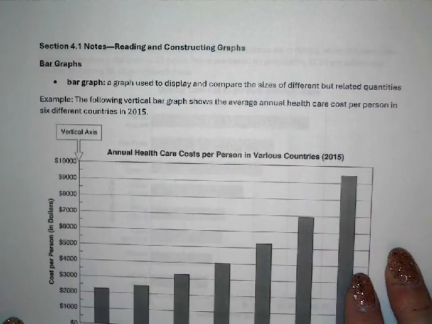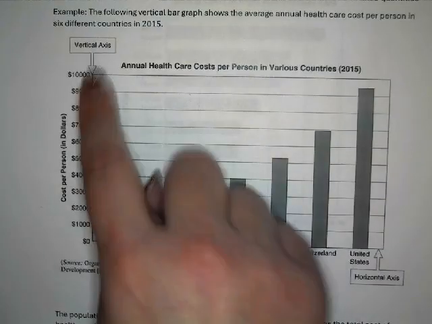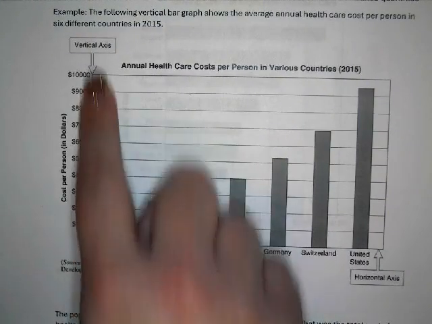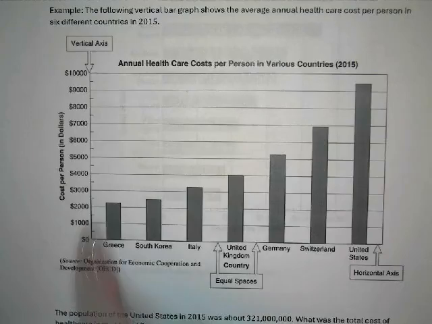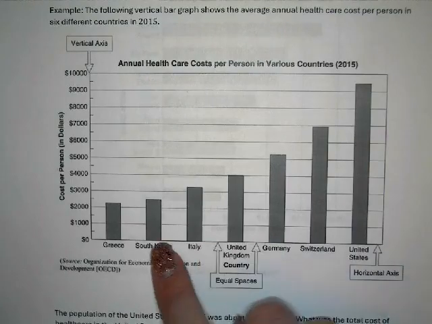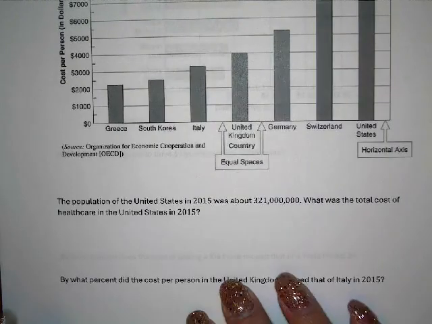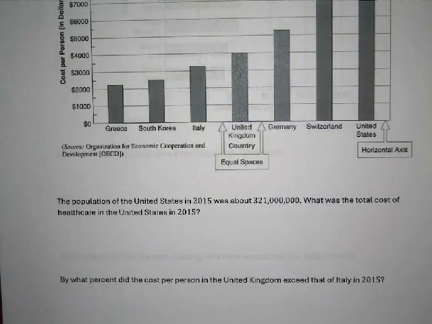Here's an example of a vertical bar graph that shows the average annual health care cost per person in 6 different countries in 2015. You have a vertical axis with the cost per person in dollars, and a horizontal axis with all the different countries, and you'll notice that between those countries there are equal spaces. For each of these, we're just going to answer a couple questions and then move on to another representation of a graph.